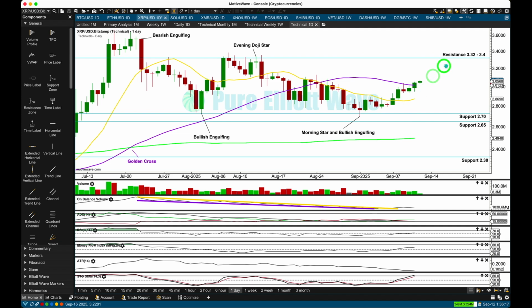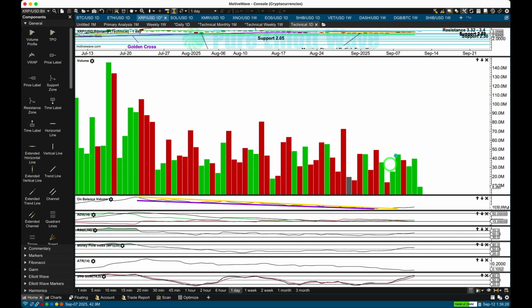I'd look overall for price to continue higher, and I'll be watching how it behaves carefully when it gets to 3.32 to 3.4. Overall, as price moves higher, we're starting to see a little increase in volume on upward sessions, but it is downward sessions in this consolidation that have strongest volume. The volume profile I will read as bearish.